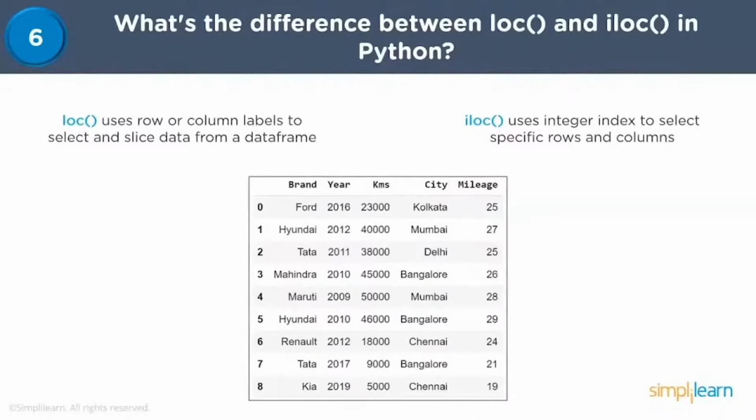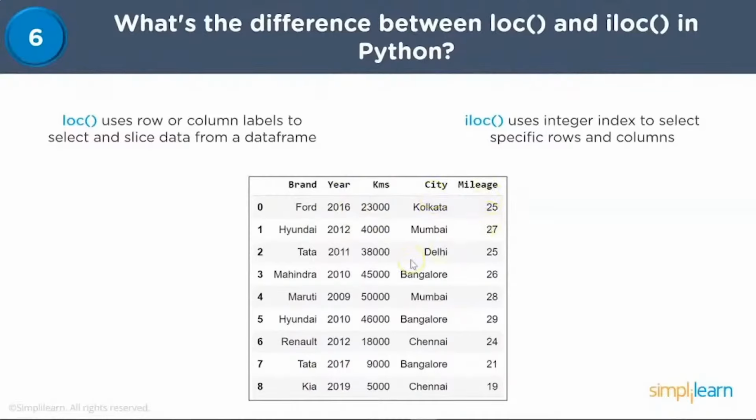Remember, iloc stands for index location. I'll use a car data frame to show how loc and iloc work. Now on your screens you can see the data frame. So it has a column called brand, which has different brand names such as Ford, there's Hyundai, Tata, Mahindra, there's Maruti, there's Kia Motors. Then we have the year in which the car was manufactured. We have the number of kilometers the car has run. We have the city and the mileage the car gives.